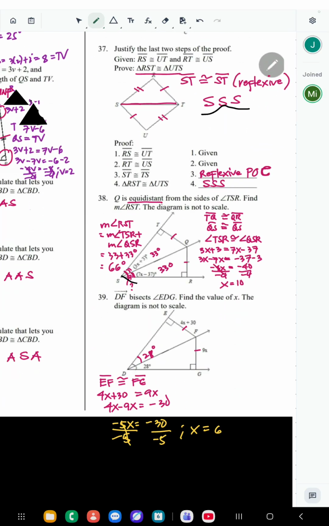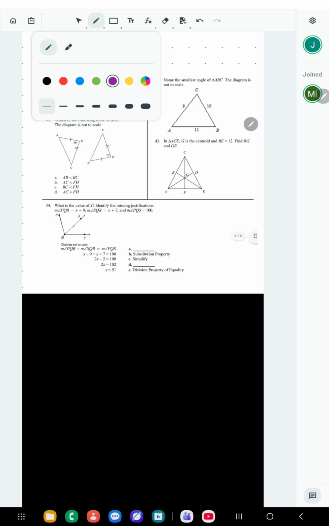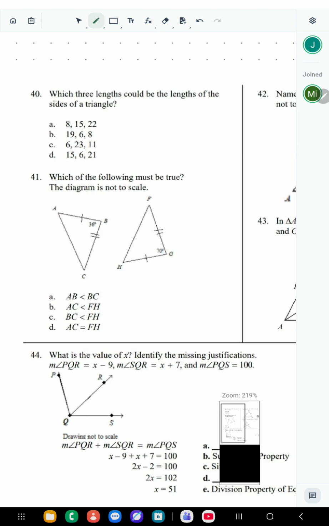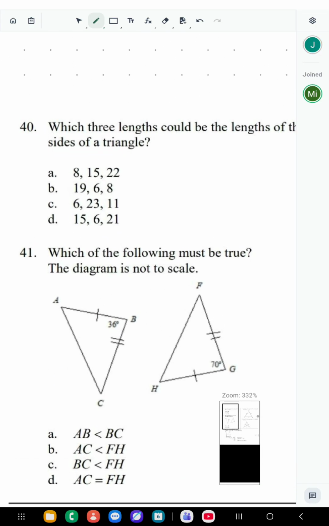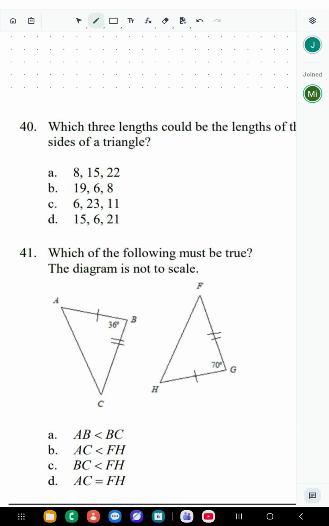Okay, no questions on this? Alright, so we go to the next page. Number 40. Which three lengths could be the lengths of the sides of a triangle? So how do we do this?